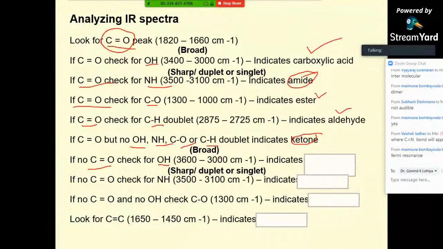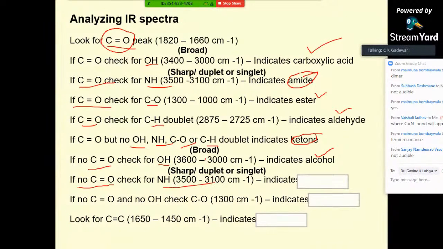A broad OH peak indicates that an alcohol is present. If there is no C double bond O peak, check for a sharp peak. Broad is for alcohol. In the same region, if a sharp peak is present, you can consider it an amine. And if the sharp peak is divided into two, you can consider it a primary amine.